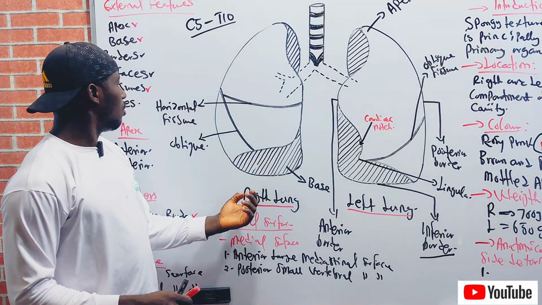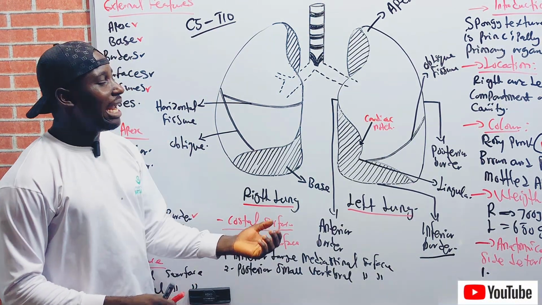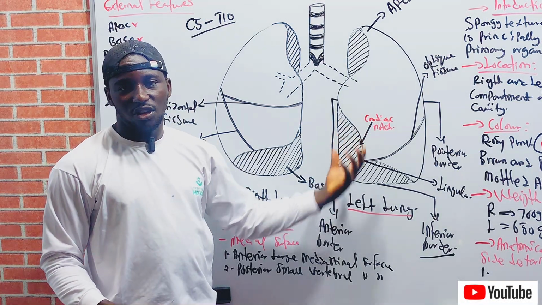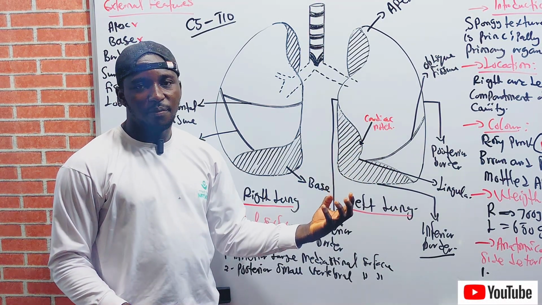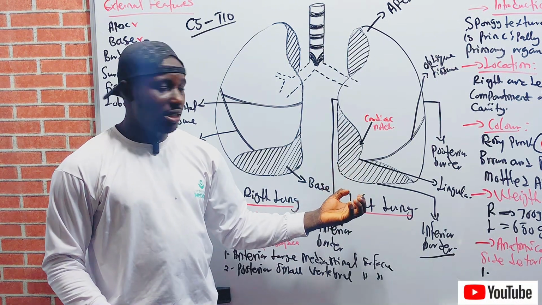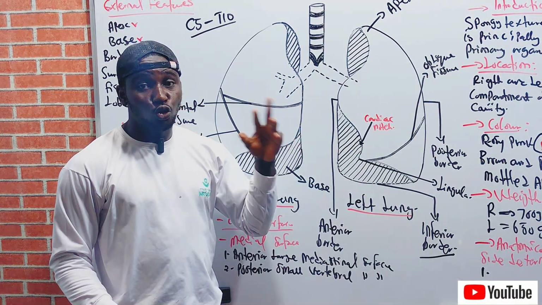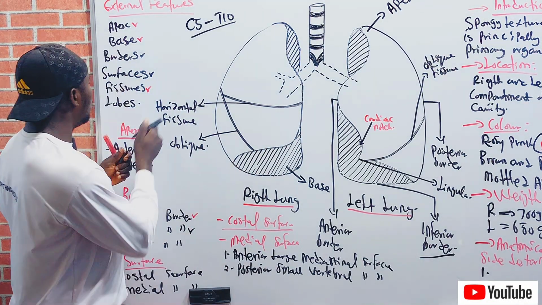Whereas in the right lung, we have the horizontal fissure and the what? Oblique fissure. You get. Why does the left lung have one fissure? Because of the cardiac notch. So the left lung has to accommodate the cardiac apex. That is why it has one fissure and two lobes, while the right lung has what? Three lobes.